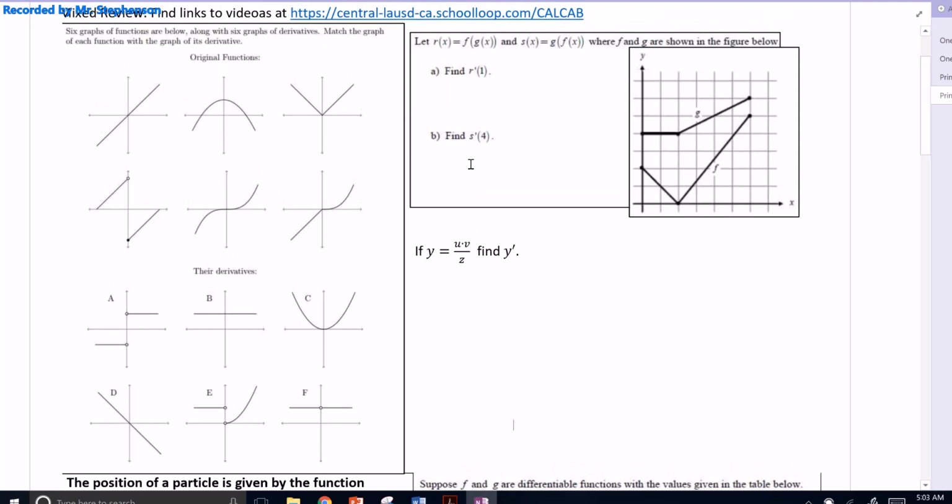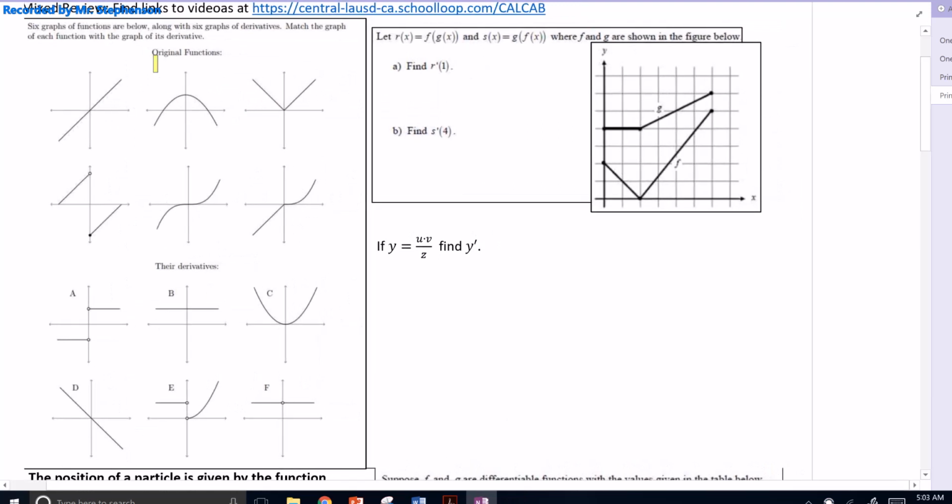Hi everybody, this is the video to do the corrections for practice set number 15, which is this worksheet here. We're just going to start with these derivative graphs. We already kind of talked about them in the other video, but for those who didn't watch those, we're given the original function here, and we're trying to find the derivative down here.